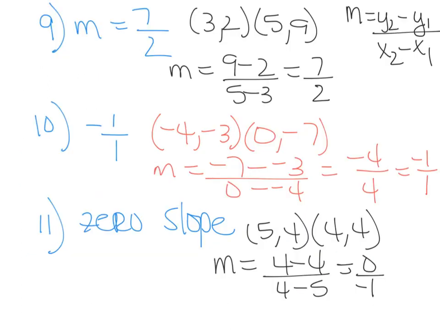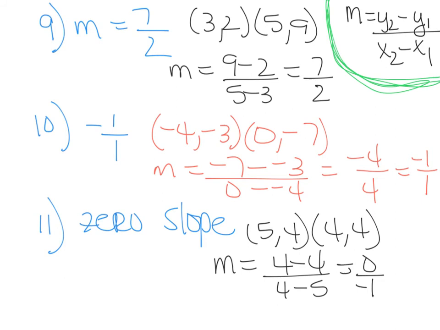Okay, for problem number 9, 10, and 11, it was find the slope. Now this is not on the quiz, this is just review. So here are the answers to the problems. Number 9 was 7/2, number 10 was negative 1/1, and number 11 is 0 slope. Up here in the top right hand corner, I wrote the slope formula, m equals y sub 2 minus y sub 1.